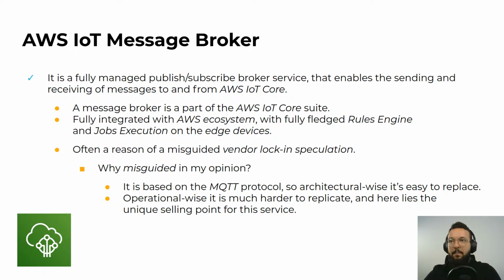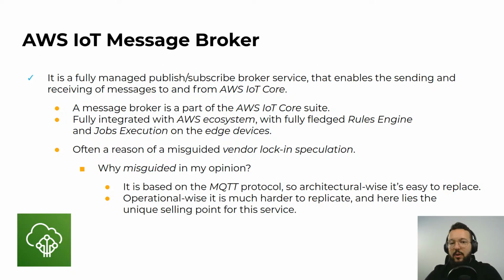One side note here: many people raise a concern that using AWS IoT in general and IoT Core in particular will be problematic because of vendor lock-in. And I think that it's misguided, because if you look at how IoT Core is built, it's fully based on MQTT, and we will talk about this today. So architecture-wise, it should be easy to replace, and it will be easy to replace.